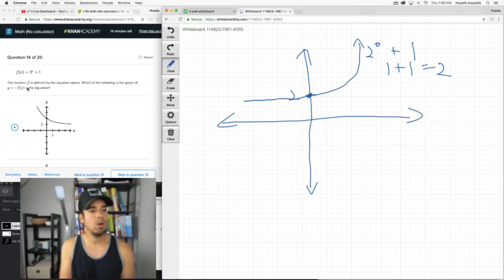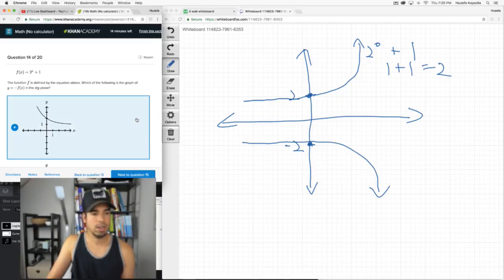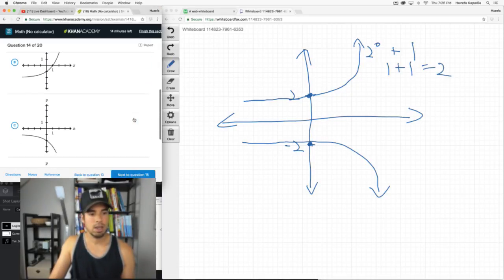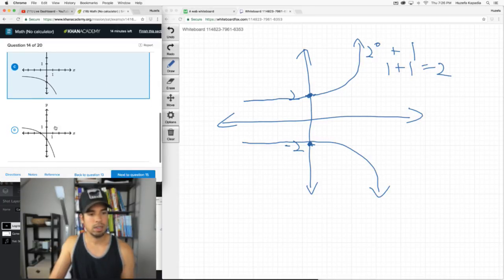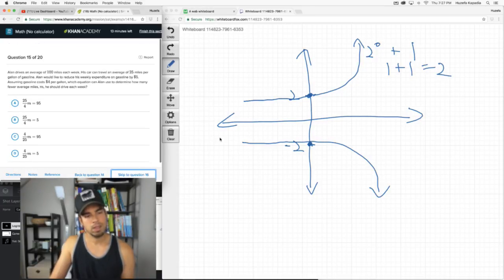But we don't want that. We want y equals negative f of x. And with our good transformations like this, where we make the whole function negative, it's just a flip over the x-axis. So this is what we're looking for in our answer. Not that one. Not that one. It's this one, at -2. And that one's definitely wrong. That's it.